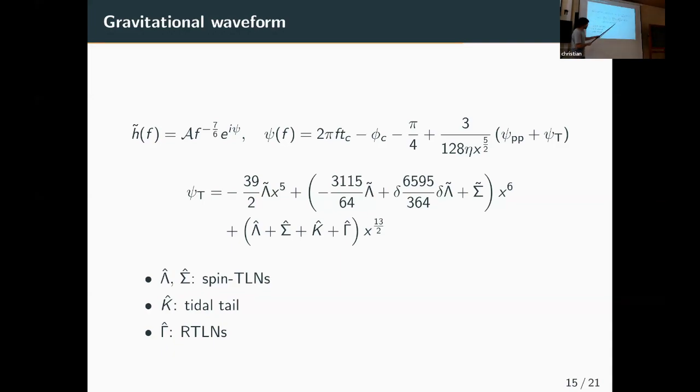And at 6.5 PN, four new terms enter. This is again just a term that comes from the static tidal numbers. These two are interactions between the spin and the static tidal numbers. And this gamma hat here is a contribution that comes from the RTLNs. The four RTLNs that we computed before interact at the same 6.5 PN order through this term gamma hat.